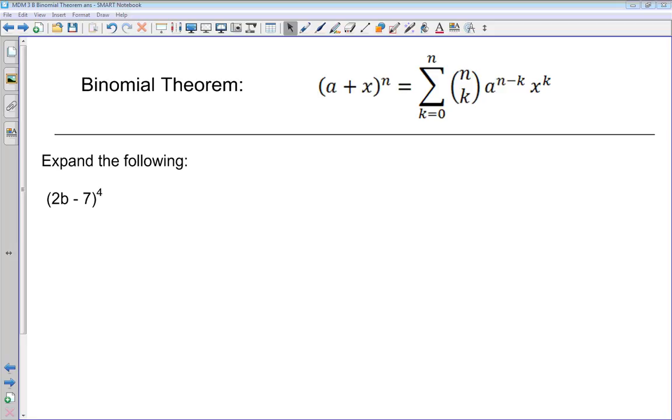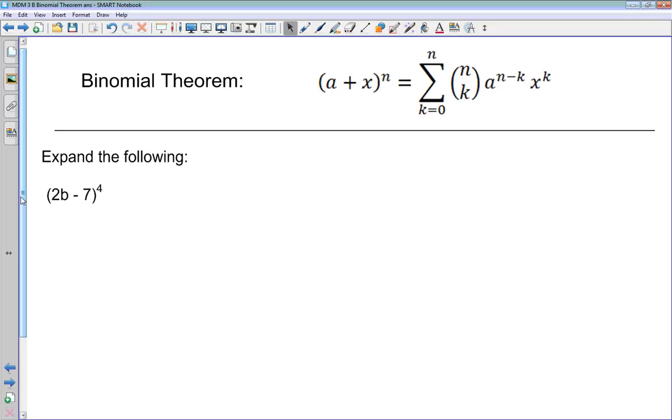So what we should do first is make sure we write this thing that we're given here in a form that lets us easily apply the binomial theorem. And what I mean by that is our binomial theorem always has a plus sign in the middle. So we should write this thing that we have in brackets here as two things that are added to each other. And these two things are going to be the 2b and a negative 7.